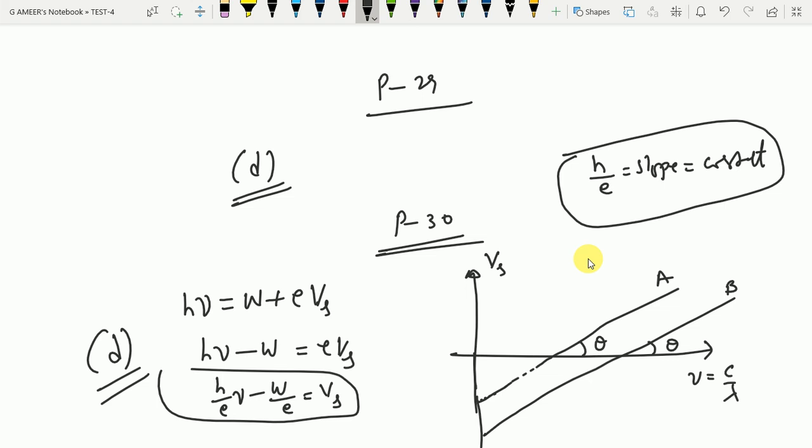Okay, fine. Most of the questions are from X-rays and the photoelectric effect. Most of the questions appear in the photoelectric effect only.